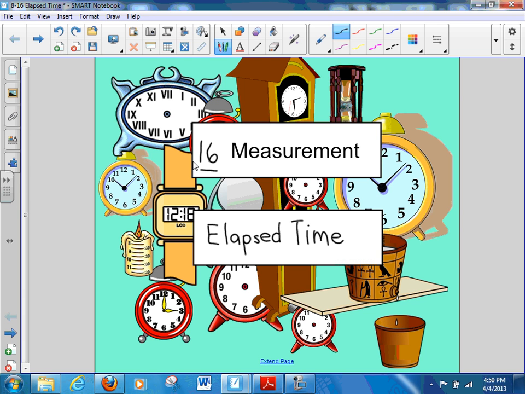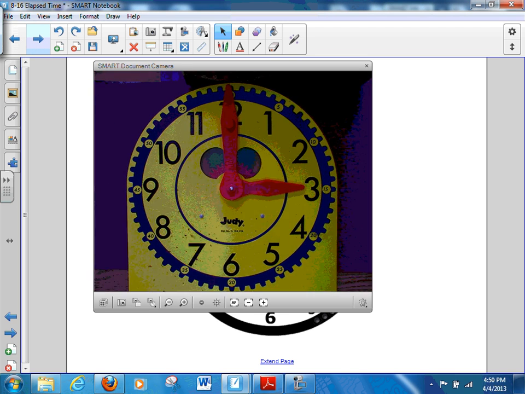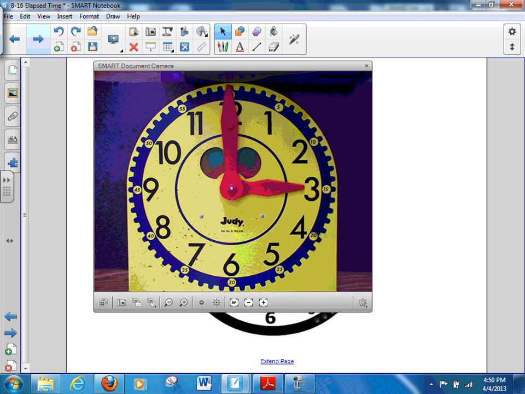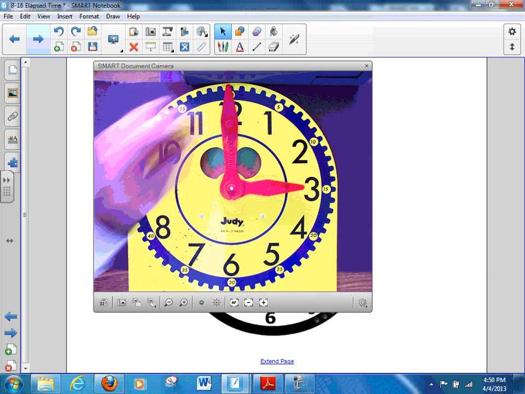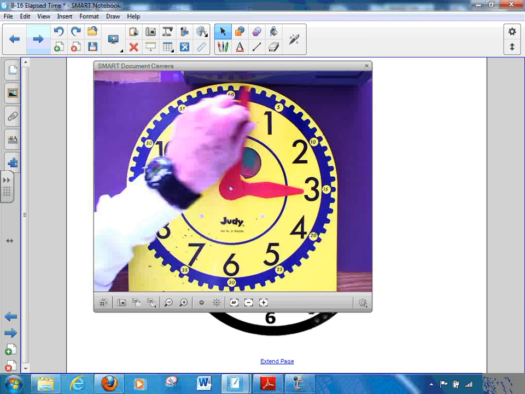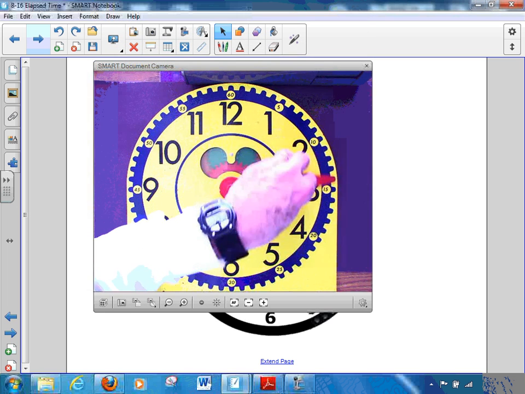Elapsed time. Oh, I think that is how much time has passed. It's a really important way to measure time. If you take a look at this clock, you'll recognize this as the clock that's been in our classroom for some time. And the neat thing about this clock is that when the minute hand moves, the hour hand moves too. And I've been saying that all along, that hour hand does not stay in one place.